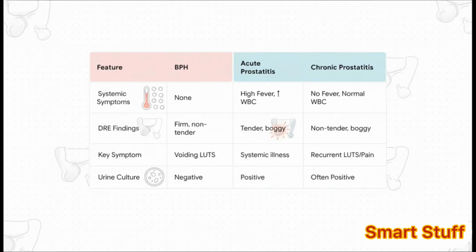Now this is absolute gold for your studying. Just look at the differences side by side. Systemic symptoms? None in BPH, but a huge deal in acute prostatitis. The DRE findings couldn't be more different. Firm and non-tender in BPH versus super tender and boggy in an acute infection. And of course, a positive urine culture is a slam dunk that points you straight to prostatitis.